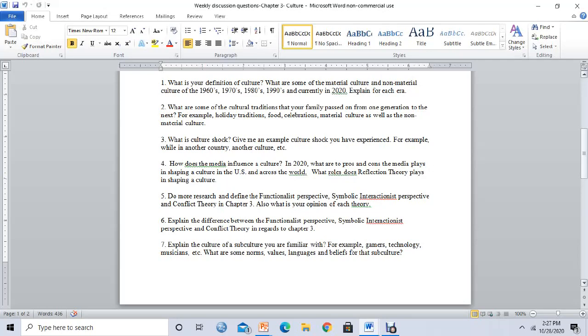So just talk about the different time frames, material and non-material culture. For non-material culture back then, of course, civil rights movements were going on, the Vietnam War, people were hippies back then.